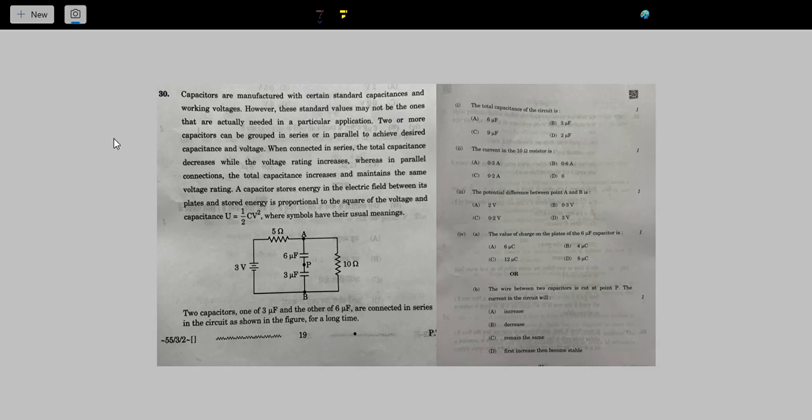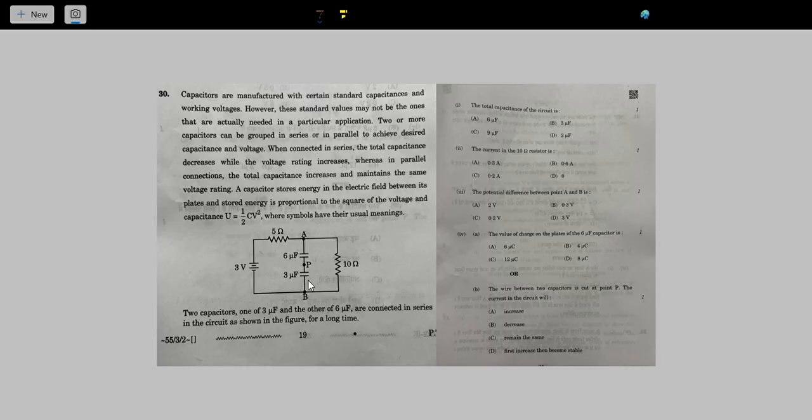Hello everyone. This question was asked in the CBSE board exam of class 12th physics, which was held today, 20th February 26. You can see this circuit, and in the first question they have asked the total capacitance of the circuit. So we can see it from here.